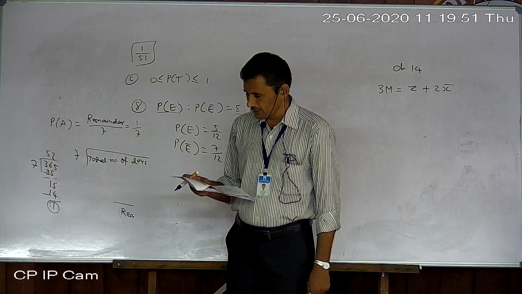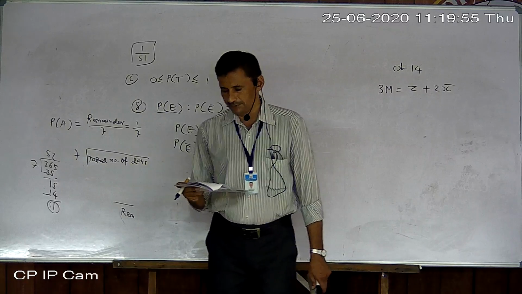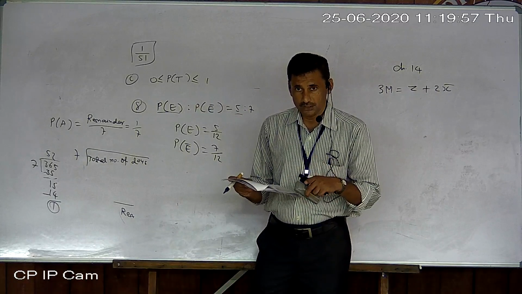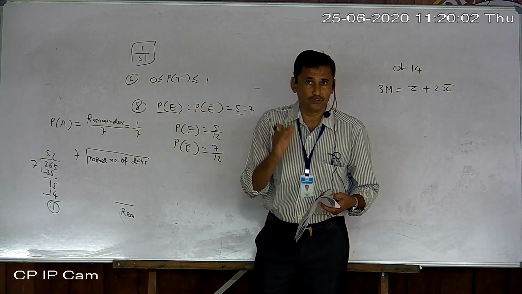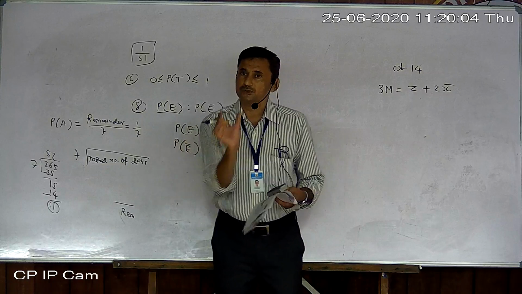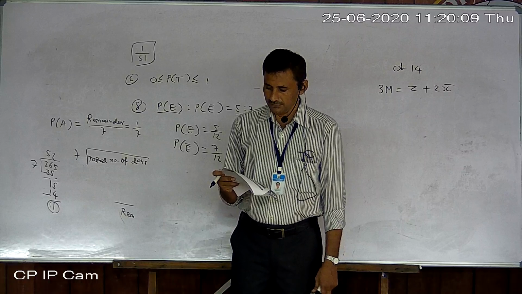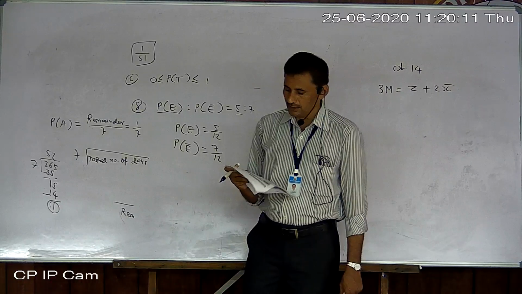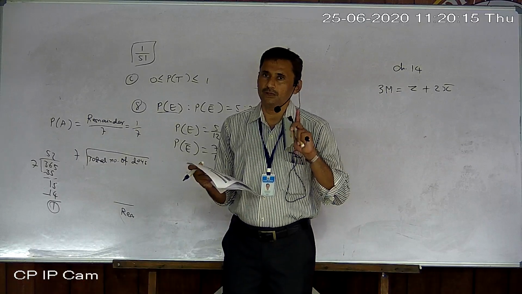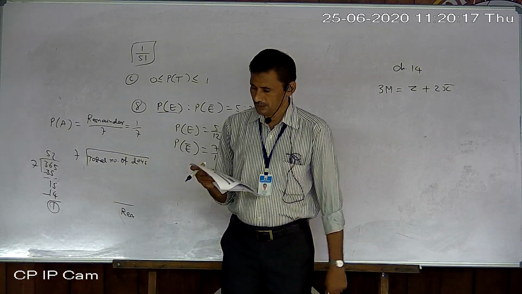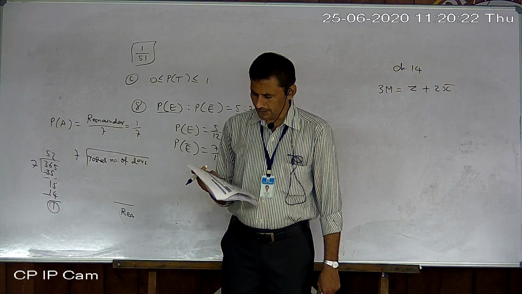Objective number first. What is the probability of scoring marks more than 40 and less than 50? More than 40 and less than 50 means 41, 42, 43, 44, 45, 46, 47, 48, 49. So 9 numbers are favorable. So 9 upon 101. Why 101? Because we already discussed that 0 can also be allotted. Then just understand the table and give the answer.